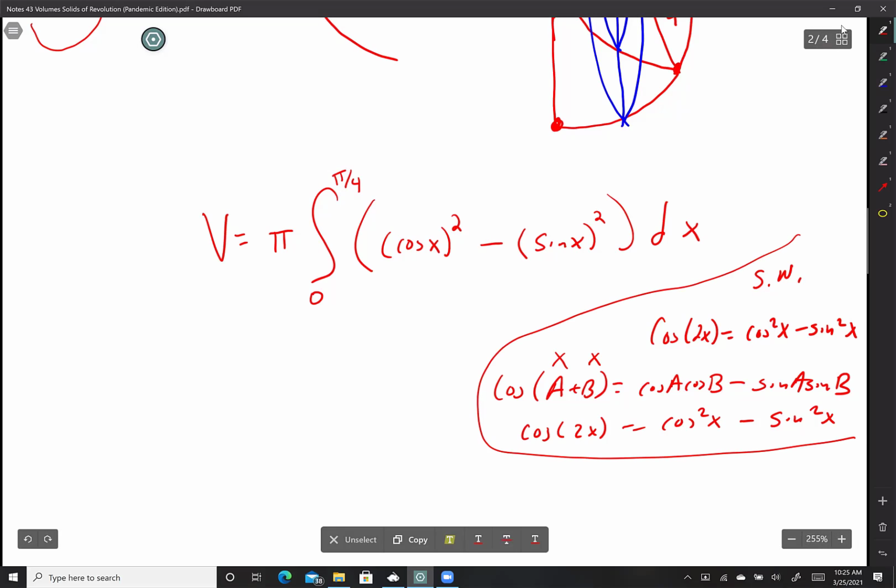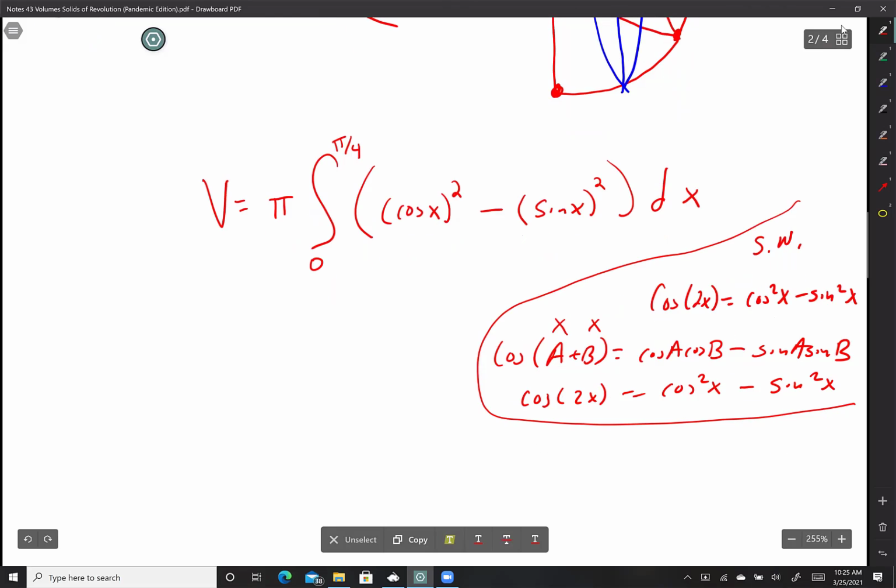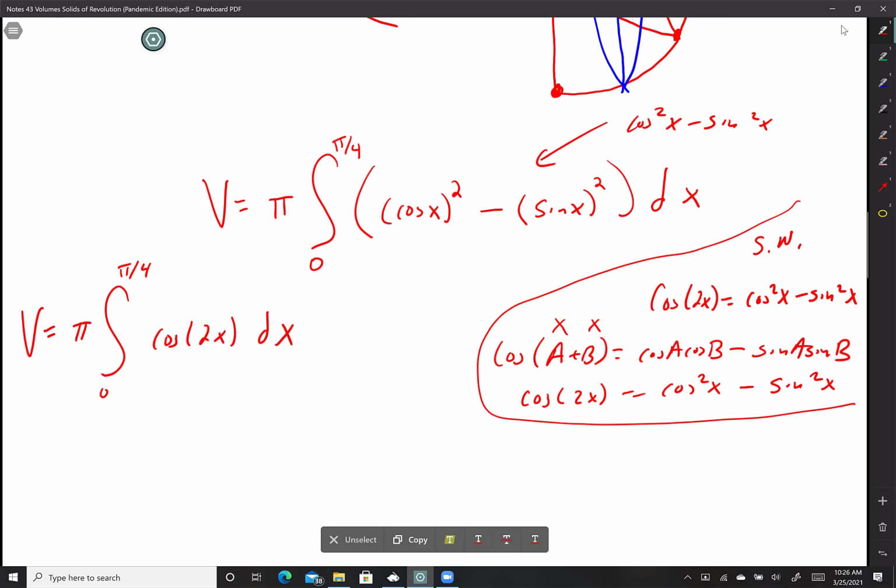Not heavy pre-cal. So what does that mean? That means I can turn this. This on the inside is just cosine squared x minus sine squared x. So I can turn this 0 to pi over 4 into cosine 2x. And that we can do without a calculator. We'll check that our answer matches our calculator answer.